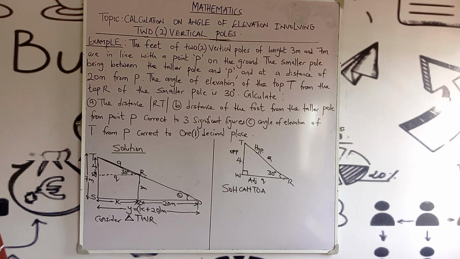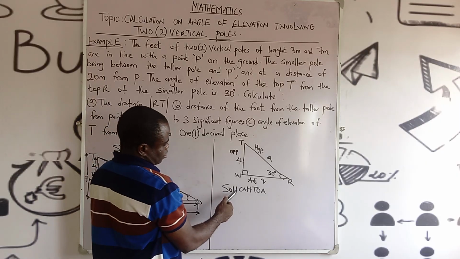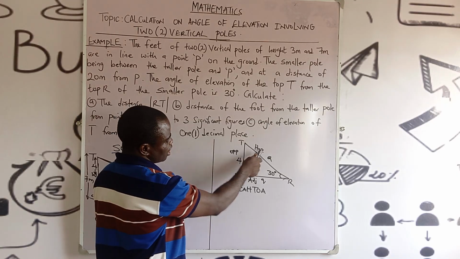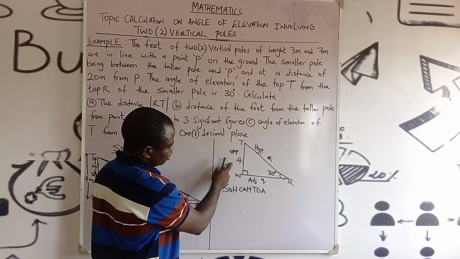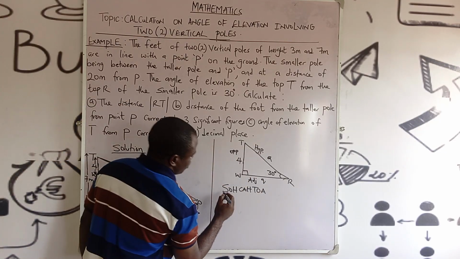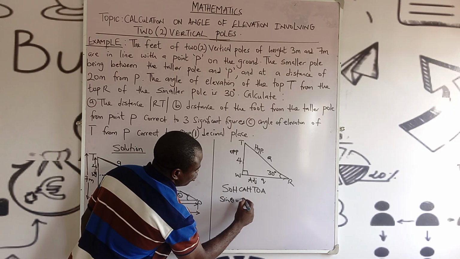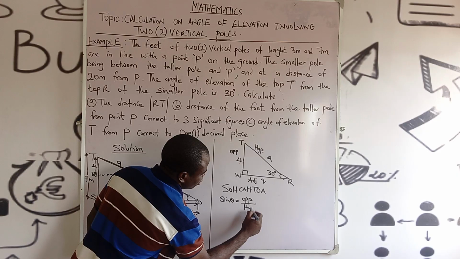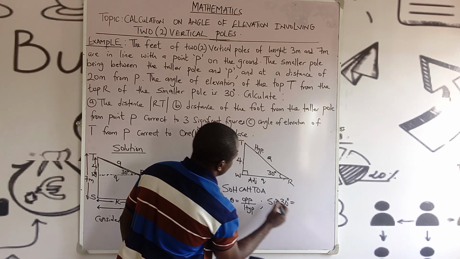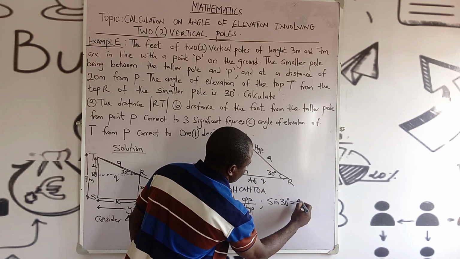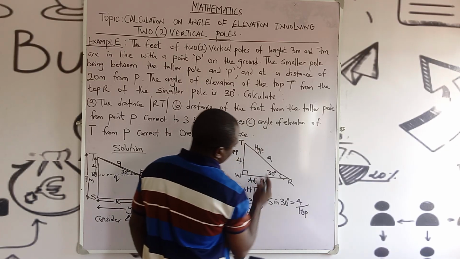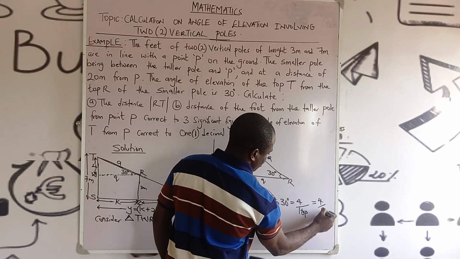From here, you can use sine theta equals opposite over hypotenuse, because we have the opposite and we have the angle. We need to look for the hypotenuse so that you can get distance RT. Now, what's our theta? The angle, 30 degrees. Sine 30 degrees equals opposite, that's 4, over hypotenuse. We represent our hypotenuse as A, that's 4 over A.